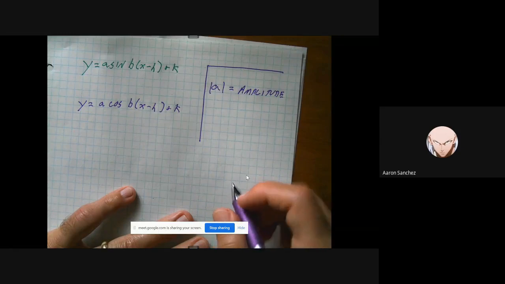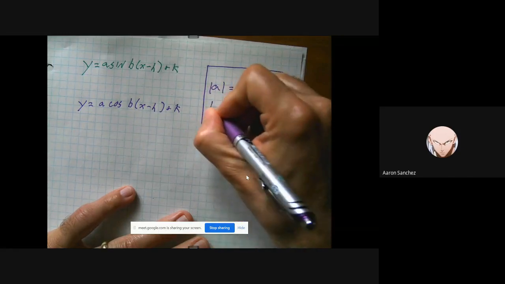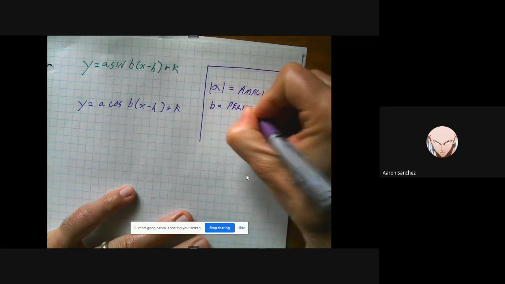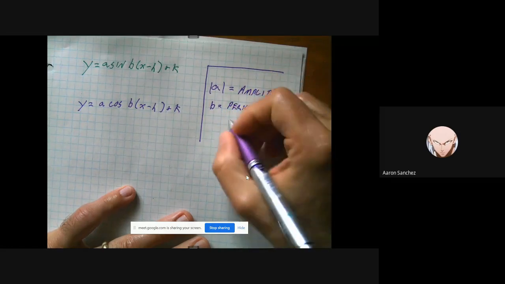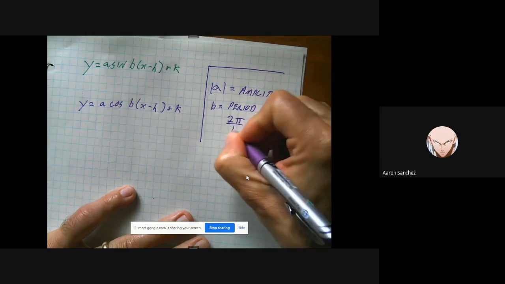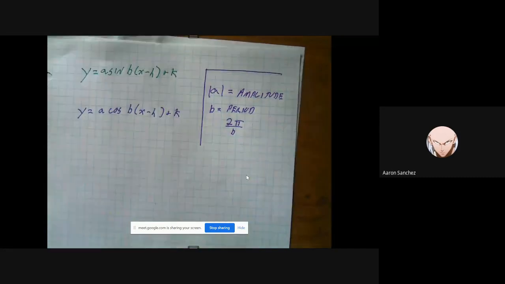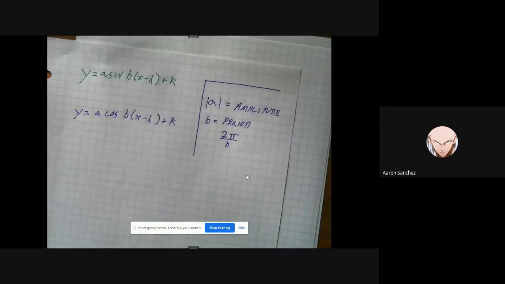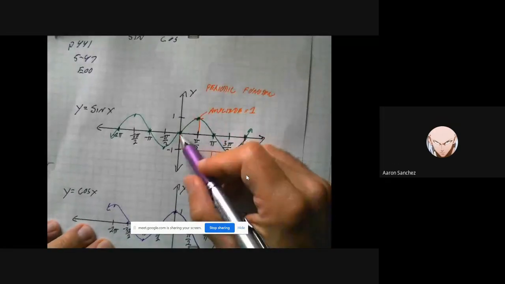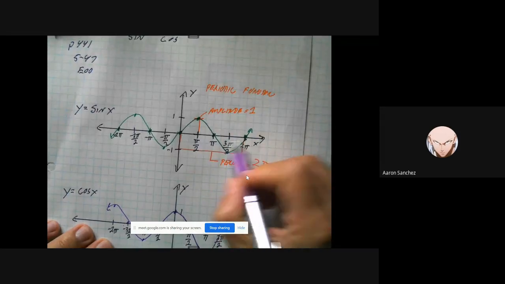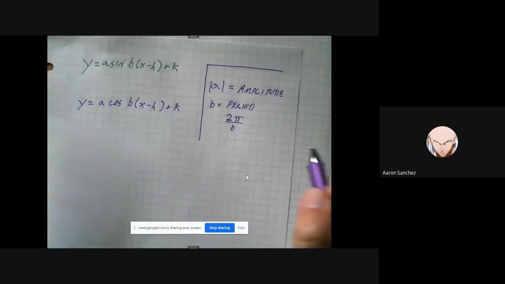Now, b is going to be my period. And the way we determine the period is we do 2 pi over b. Remember, the period is how long it takes to complete the cycle. So one period for this is 2 pi. Sometimes it'll finish at pi. Got to finish the whole thing at pi.